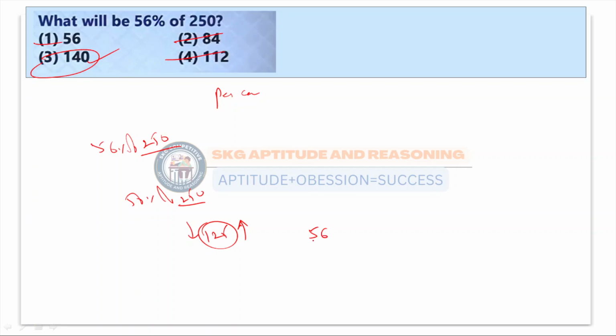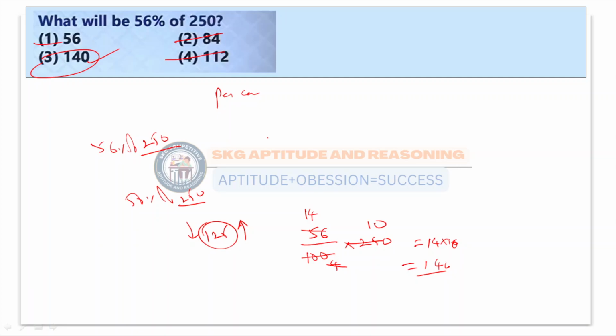Otherwise, you can also solve it like this. 156 divided by 100 into 250. 25 fours and 25 tens. Next, 4 ones and 4 fours. So 14 into 10 will be equal to 140. You can also solve it like this.